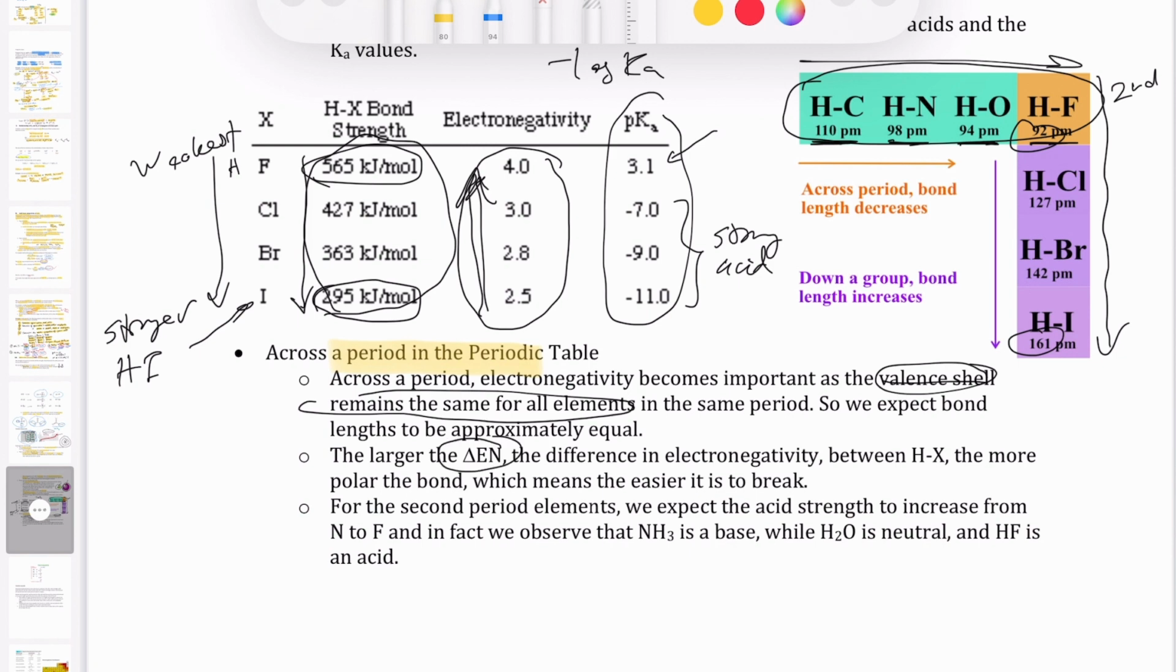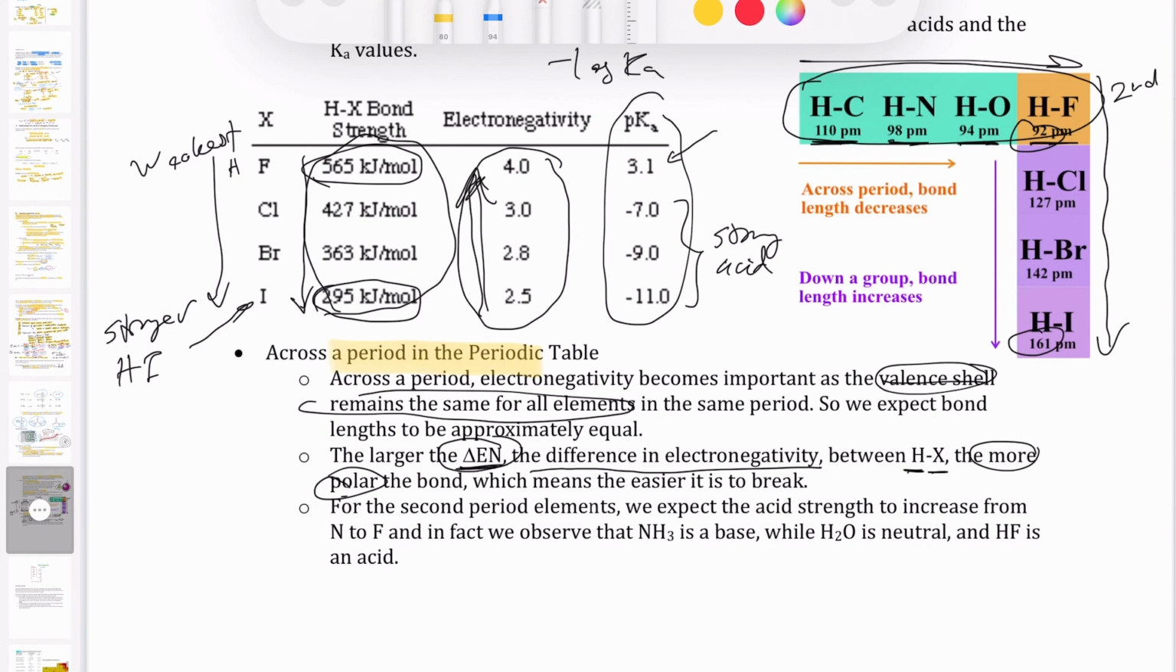Now you have to look at electronegativity to explain acid strength and its trend. And again, the idea here is that the larger the difference in electronegativity, which we give the symbol delta EN, you might recall this from Chem 11, between the H and the X atom, the more polar the bond, and the more polar the bond, the easier it is to break, and so the acid is going to get stronger.